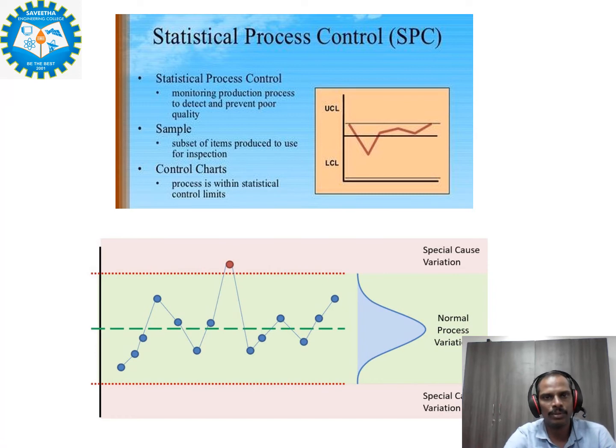And statistical process control is mainly plotted between the center value, the upper control limit, and the lower control limit. The samples are collected, the collected data are given graphically, and a control chart is used. From the control chart, we can find out whether the process is coming within the limit or not.